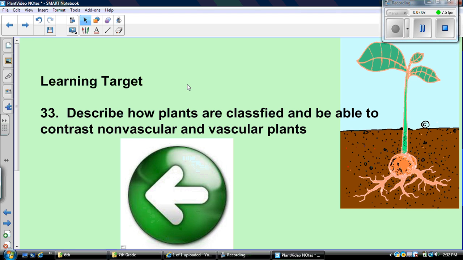Okay, so hopefully you've got an idea of the difference between non-vascular and vascular plants, and you can identify the seedless non-vascular plants and the seedless vascular plants.